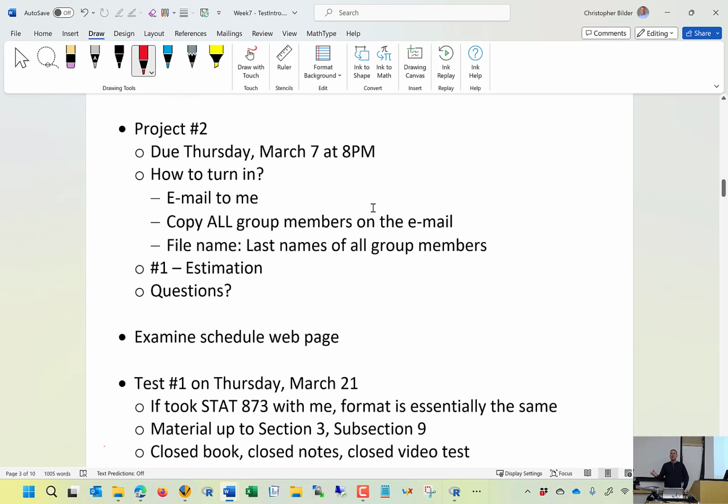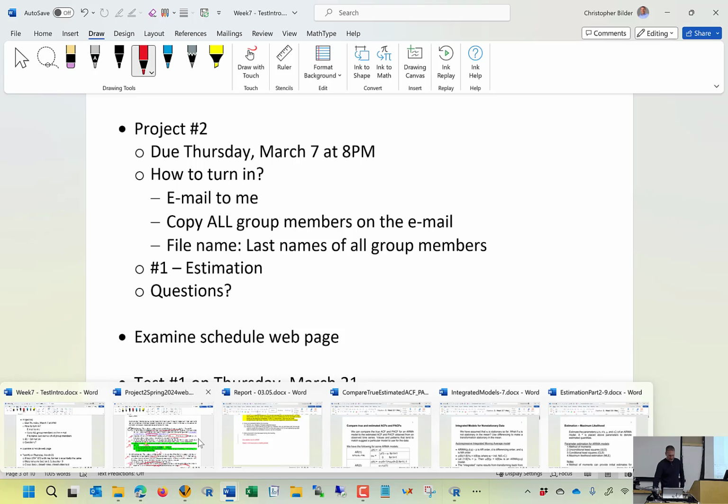Okay, so project number 2. A reminder that it's due on Thursday at 8 p.m. When you turn it in, email it to me. Make sure you copy all your group members on the email, and also make the file name the last names of all your group members. We've basically talked about all of project number 2 already.